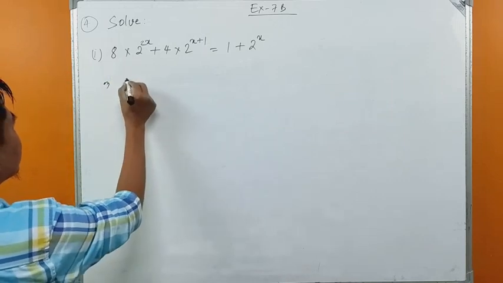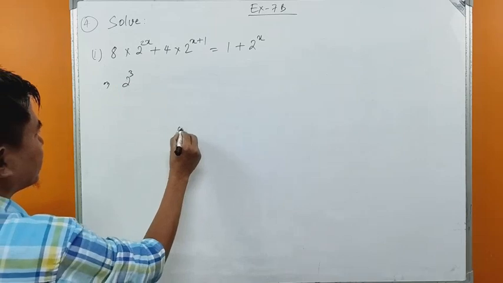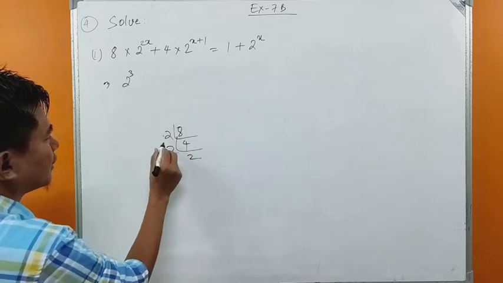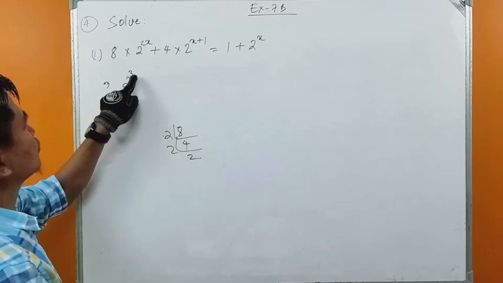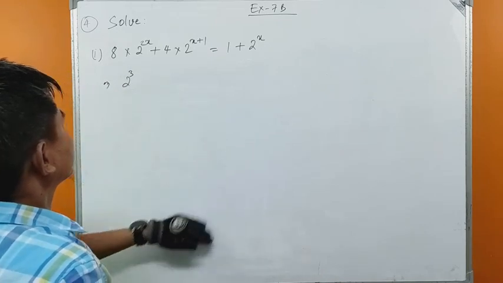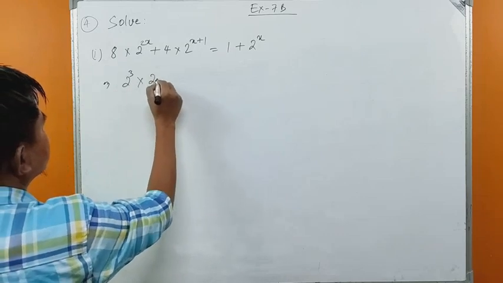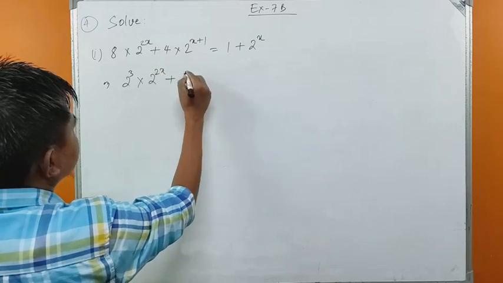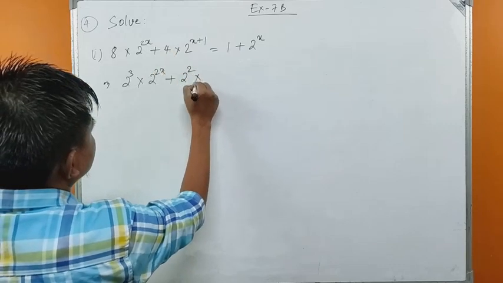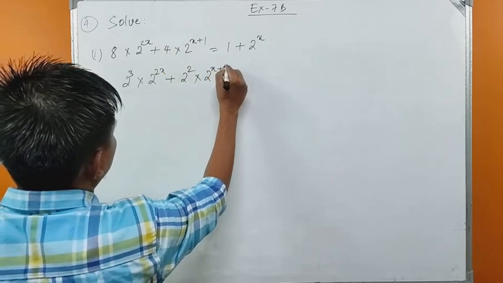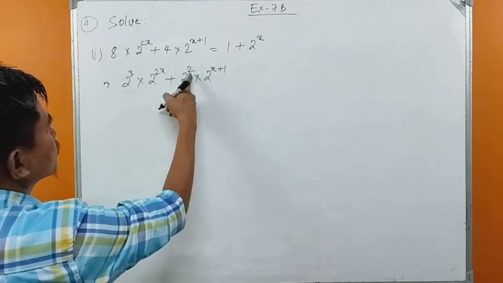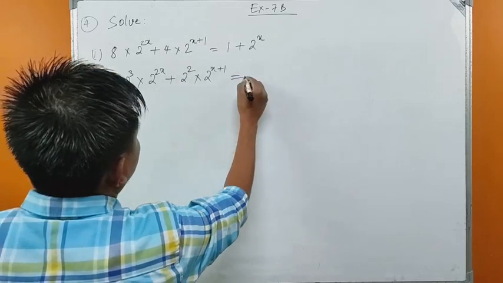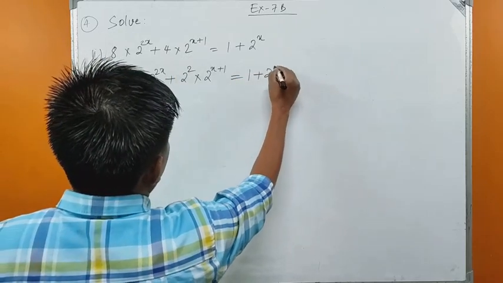this 8 can be written as 2 cubed, isn't it? 8 means 2 4s are 8, 2 2s are 4. 2 multiplied 3 times gives us 8. 2 cubed is 8, isn't it? So, into 2 to the power 2x plus 4. 4 can be written as 2 squared into 2 to the power x plus 1. 4 means 2 squared, and I copy this as it is, 2 to the power x plus 1 equals 1 plus 2 to the power x.